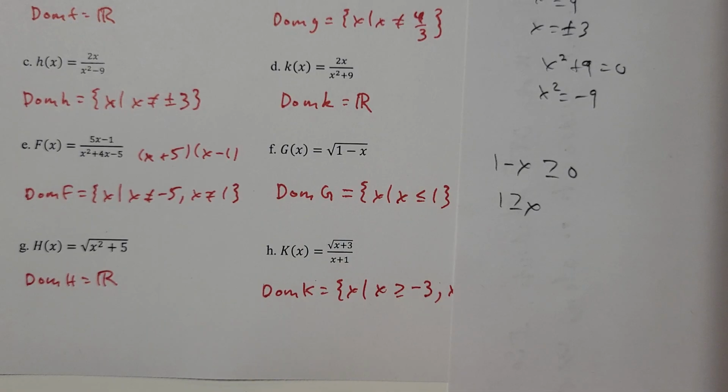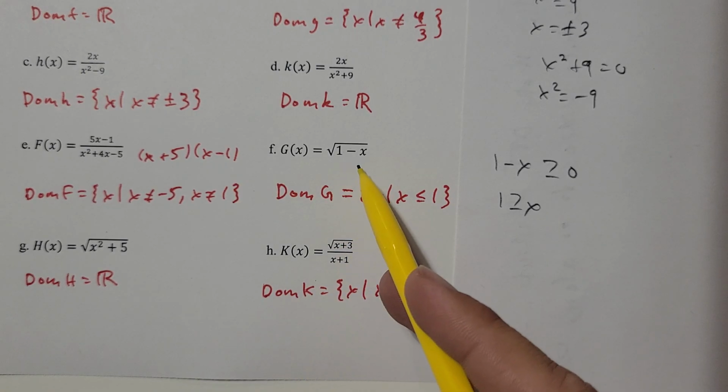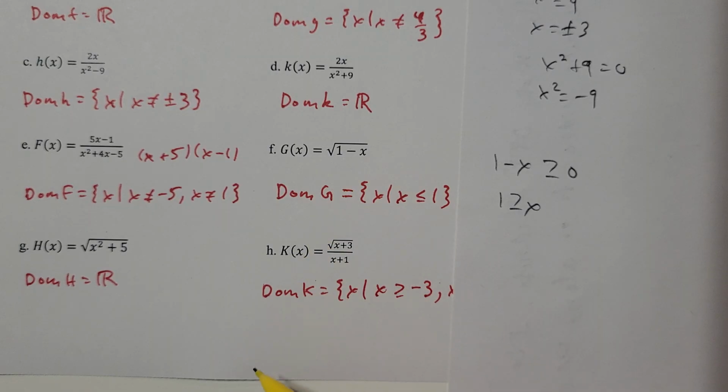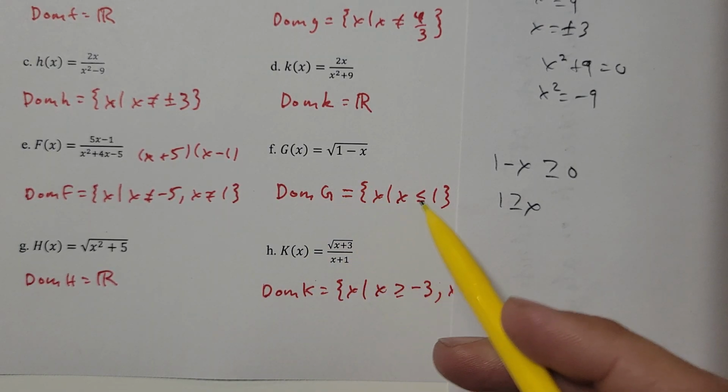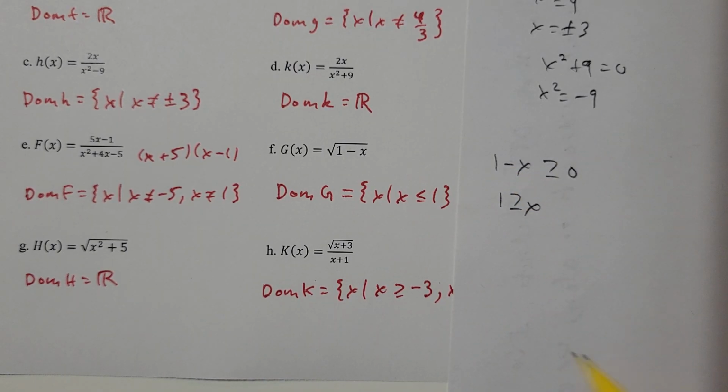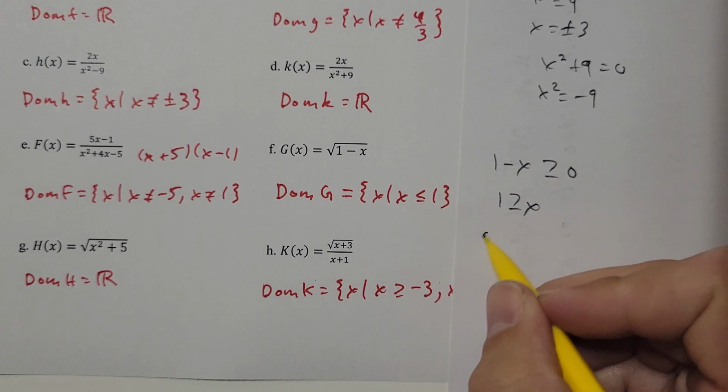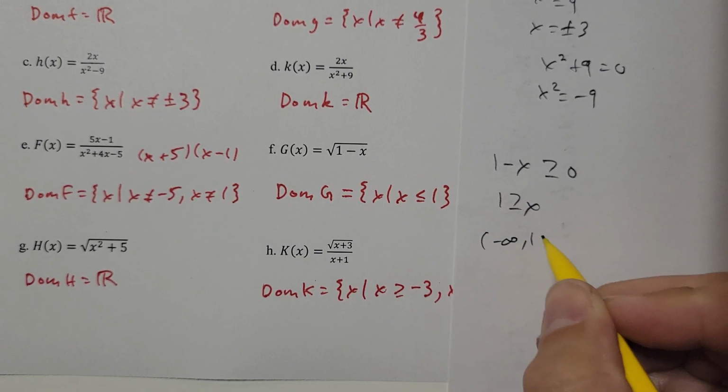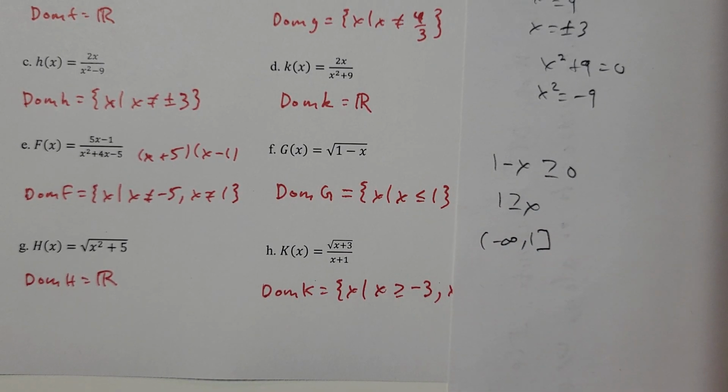If x is 2, I don't want that, right? Because 1 minus 2, that's negative 1. The square root of negative 1, that's not a real number. Okay? Use set notation or interval notation is fine also. If I were to write this as an interval, anything that's less than or equal to 1 would be the interval negative infinity to 1 with a bracket by 1, right? Because you're including 1.